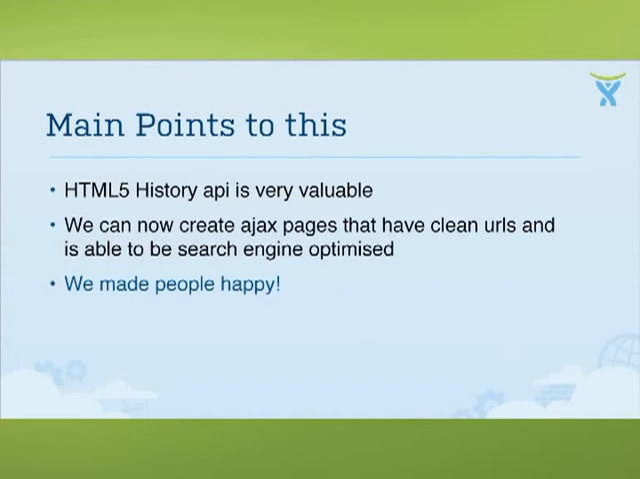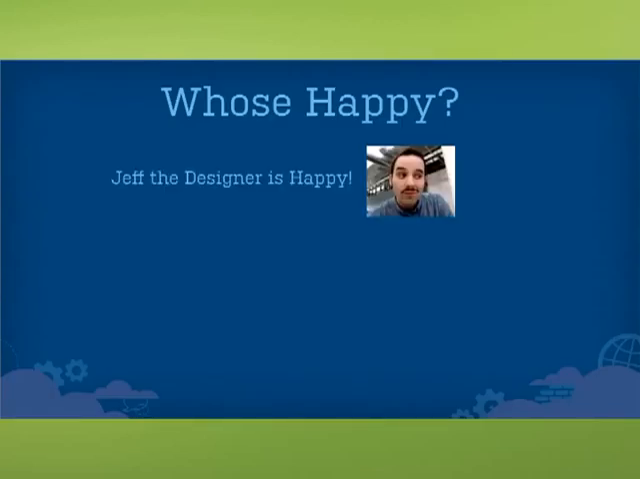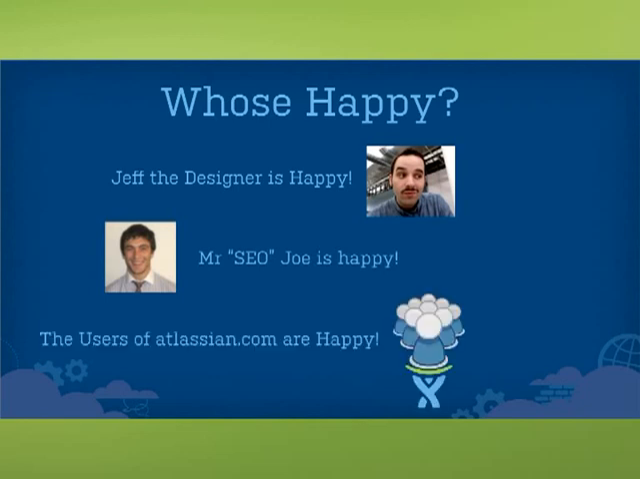So my main point for my talk: the HTML5 History API is very valuable. It allows us to create Ajax pages that have clean URLs and can be search engine optimized, and we make people happy. Who is happy? Jeff the designer is happy. Mr. SEO Joe is happy. And best of all, the users of Atlassian.com hopefully are happy. Thanks for listening.